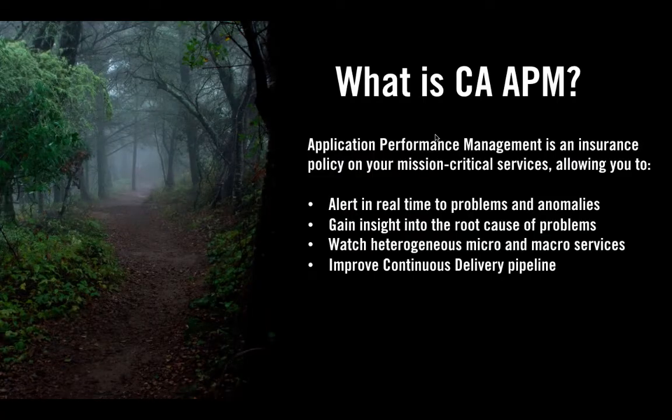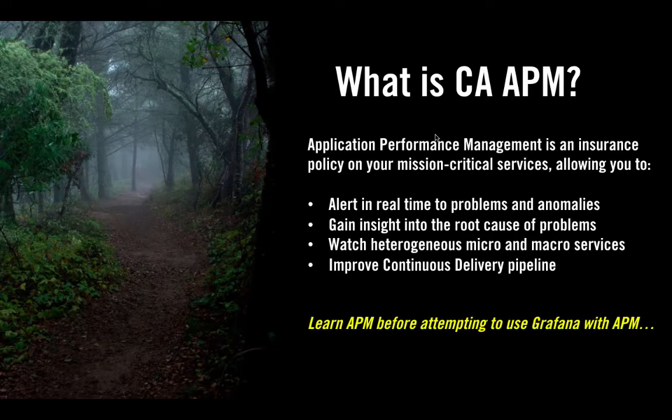Just as a quick introduction, CA Technologies APM, or Application Performance Management, is an insurance policy on our customers' mission-critical applications. We can alert in real time to problems and anomalies, often automatically detected. We can help customers find the root cause of the problems. We watch microservices like Docker, as well as the macro services like WebLogic, WebSphere, Tomcat. In general, we're improving the continuous delivery pipeline of our customers by providing detailed performance management statistics. And we integrate with a lot of other CA Technologies products and other companies at large.